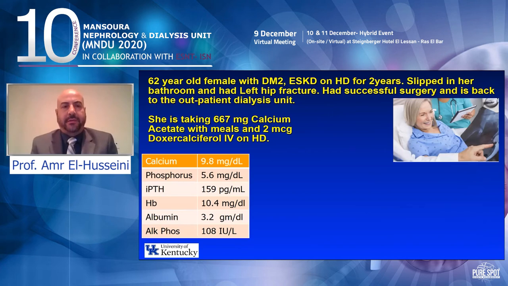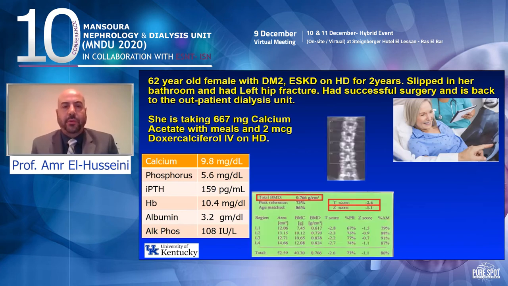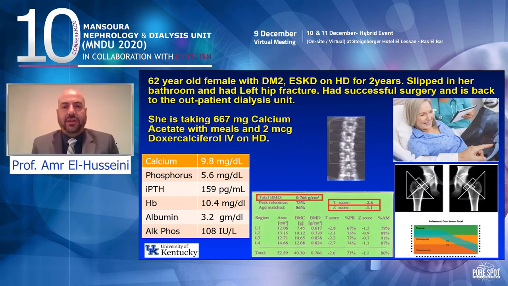in our dialysis clinic. This is a nice 60-year-old female with a history of type 2 diabetes and end-stage kidney disease, and she has been on dialysis for 2 years. She slipped in her bathroom, and she had a left hip fracture. Her hip fracture was successfully treated surgically, and she came back to your dialysis clinic.